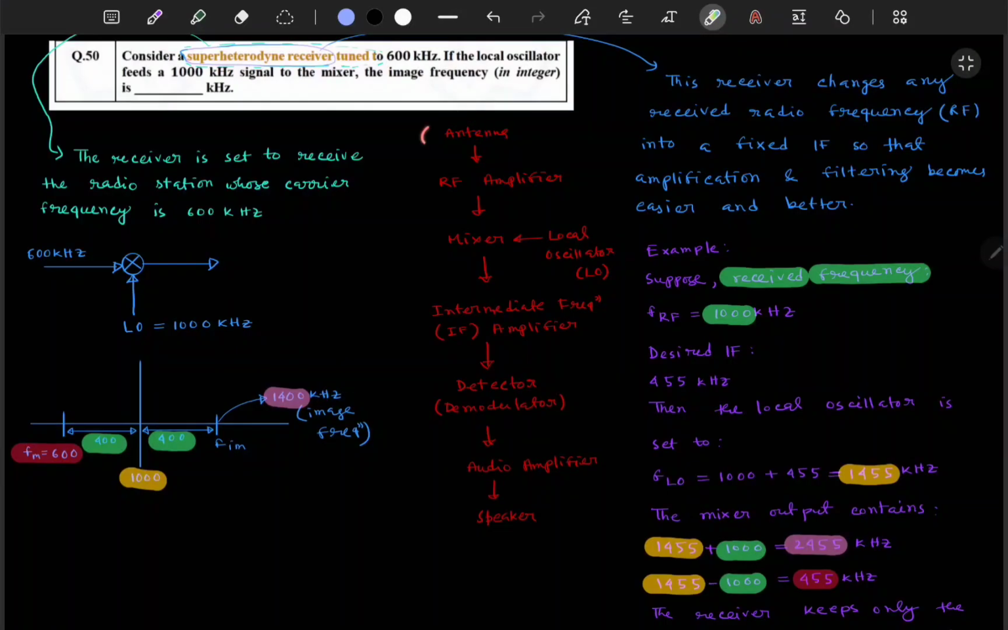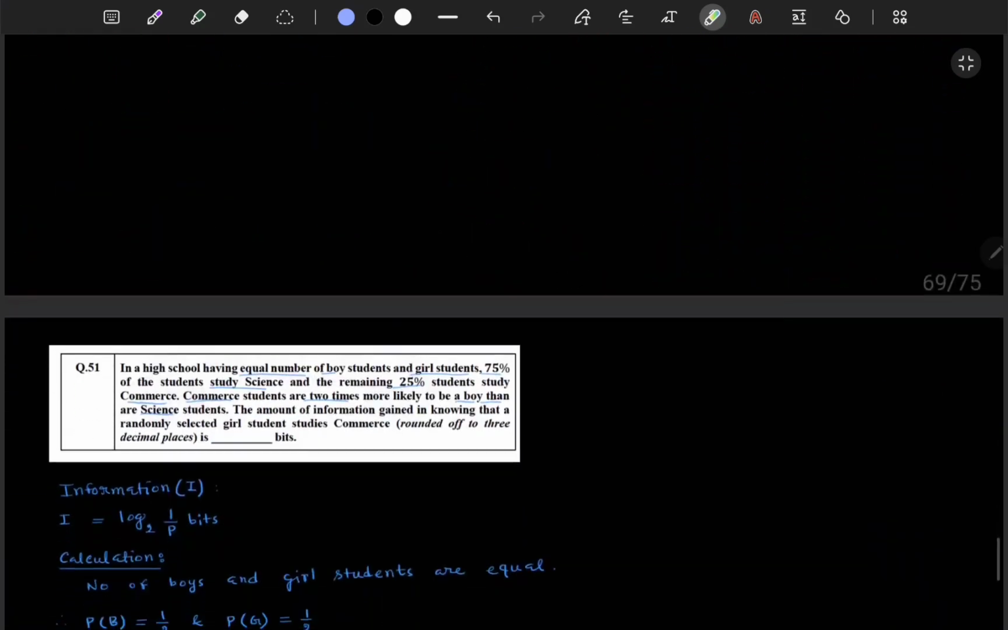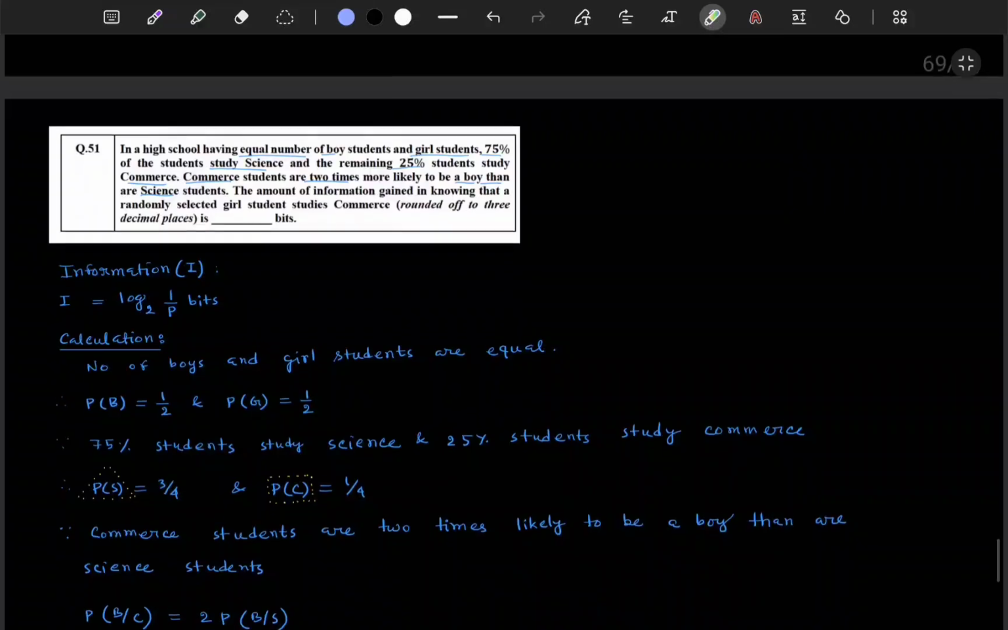Now the path is like this: the antenna, this is the receiving antenna, not transmitting antenna. Then the RF amplifier, then the mixer, with the local oscillator, then the intermediate frequency amplifier. Then the detector or demodulator, then the audio amplifier, then in the speaker we can hear the audio. Now moving on to the next question.